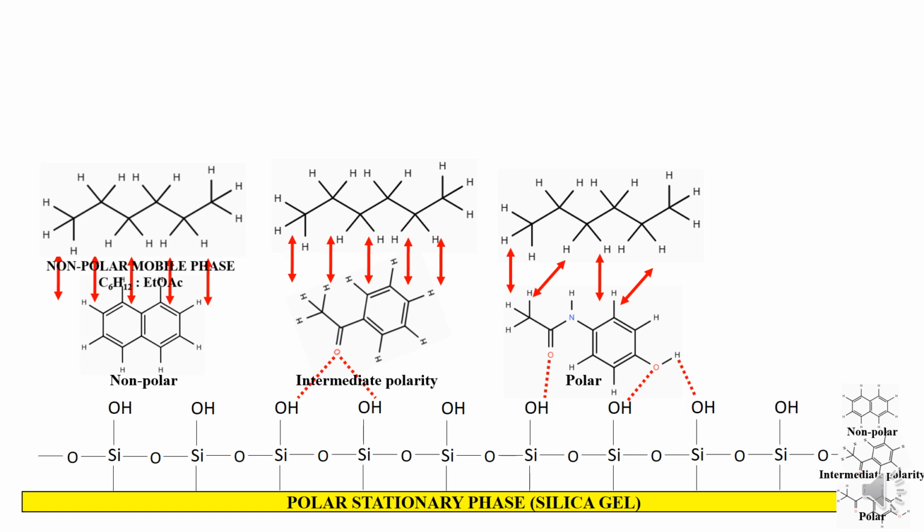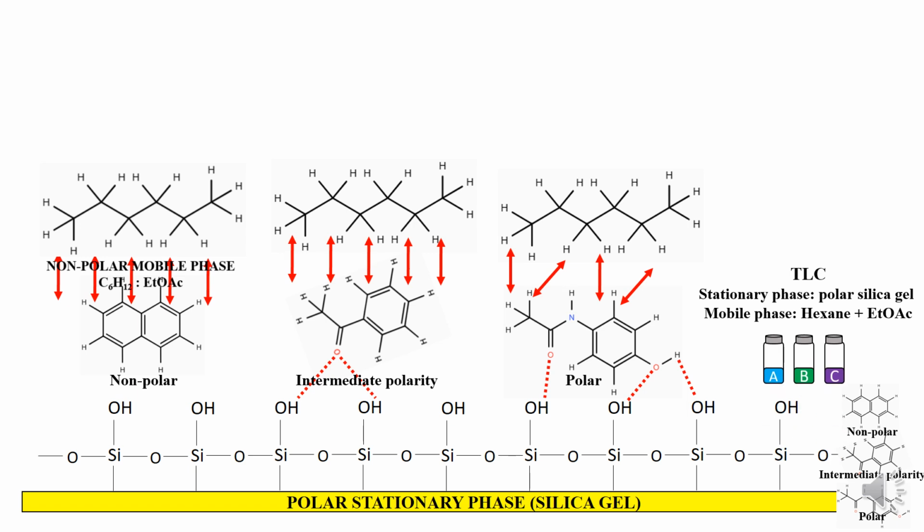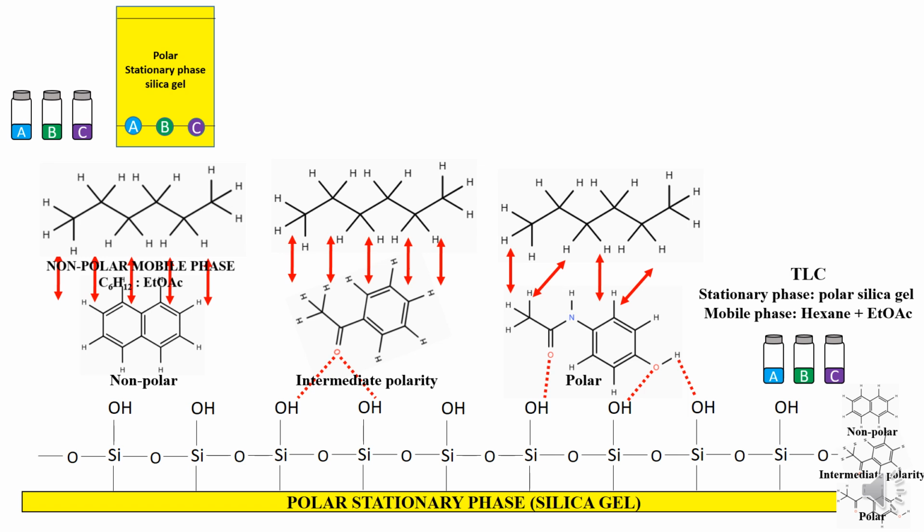Now the principle of separation in case of TLC is adsorption, where the sample molecule is getting distributed between the mobile phase and the stationary phase. Now the stationary phase is polar silica gel, and the mobile phase is a mixed solvent. We have used hexane and ethyl acetate. So three components A, B and C are being separated individually using a polar stationary phase.